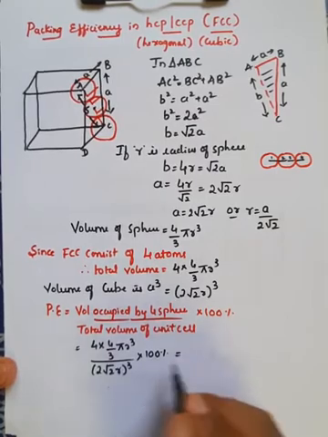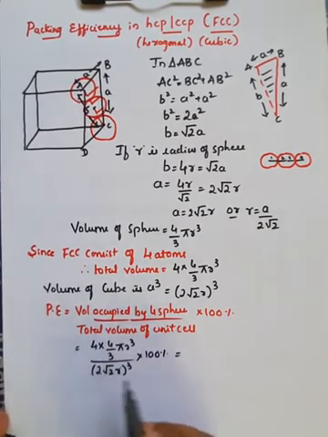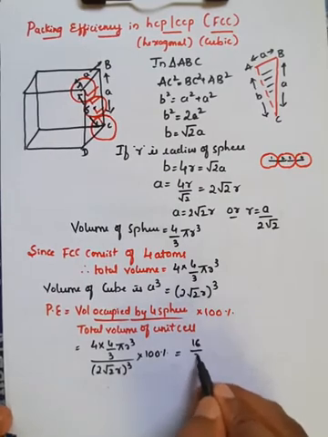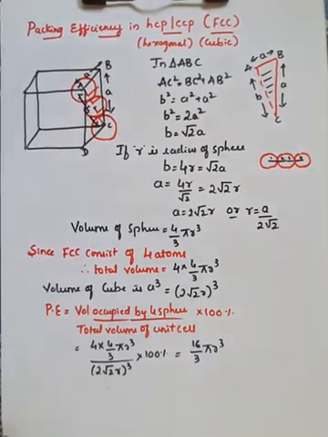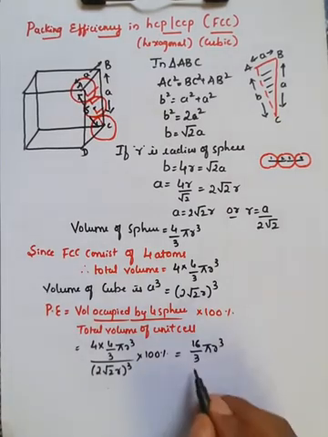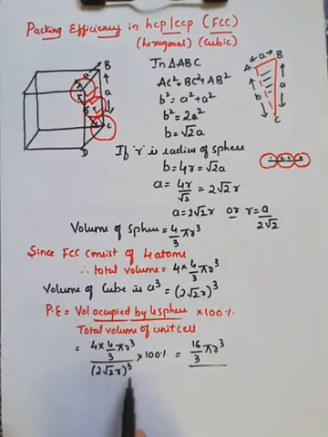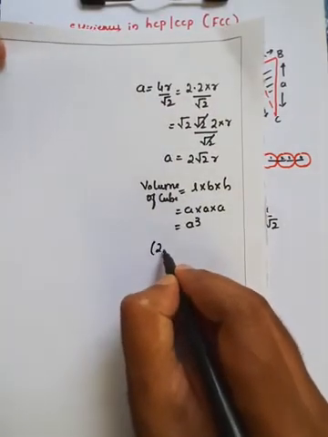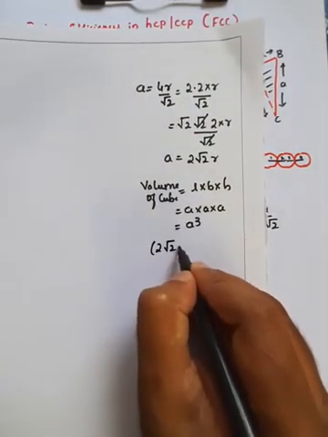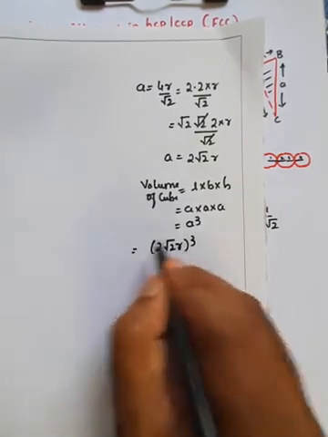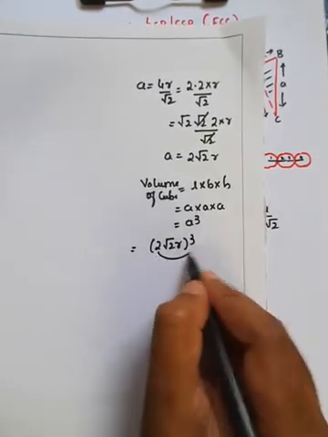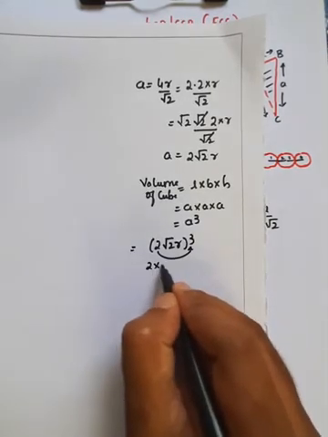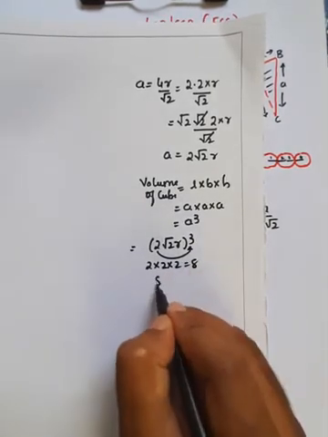So if you multiply 4 into 4, that is 16, so 16 divided by 3 into pi r cube, whole divided by the cube of 2 into root 2 into r. Here I will solve this one with rough work. First if you cube 2, that is 2 into 2 into 2, that is equal to 8.